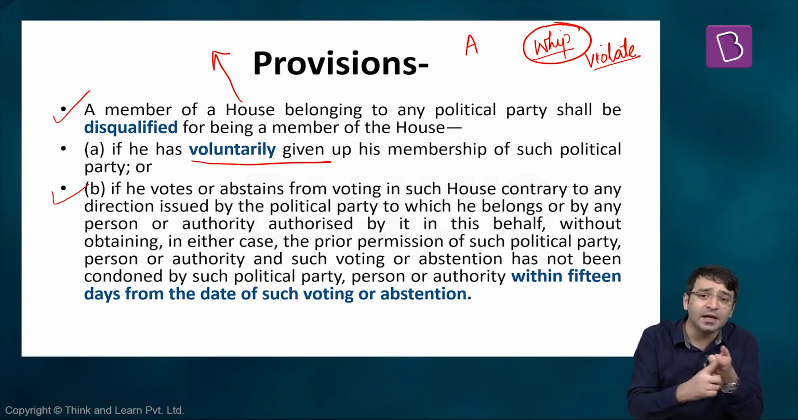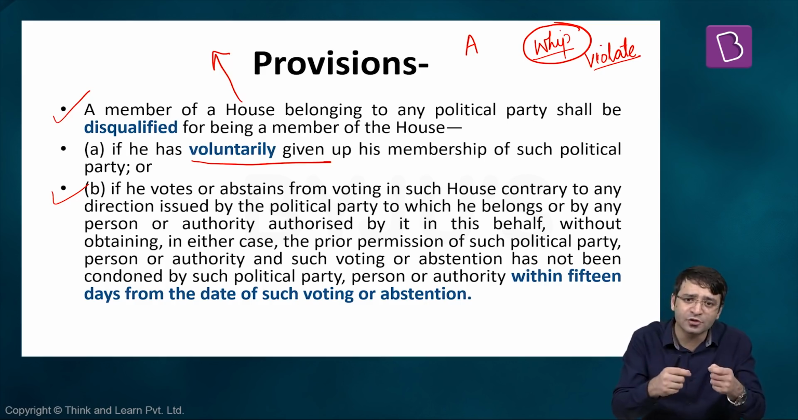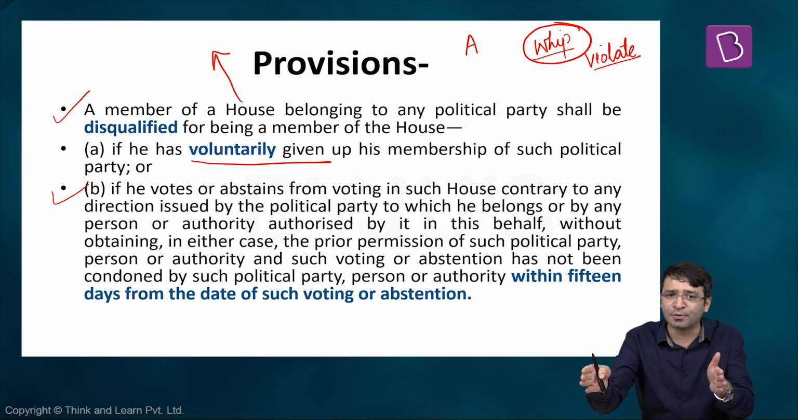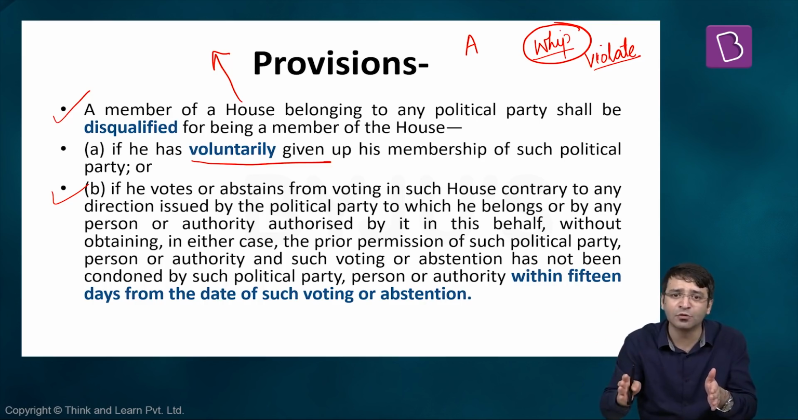So what was the need to bring in anti-defection law? We discussed that. What are the provisions of this law? Number 1, a member of a house belonging to a political party, if he voluntarily resigns from this party, disqualified under anti-defection law.